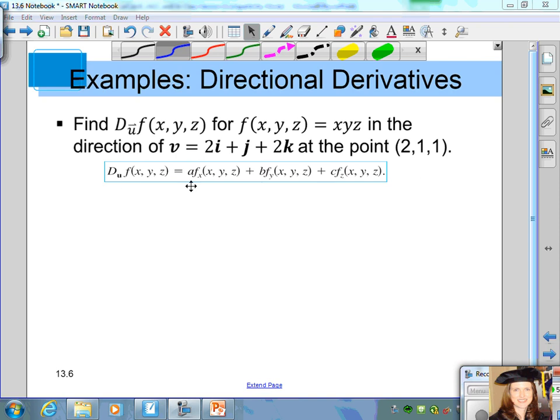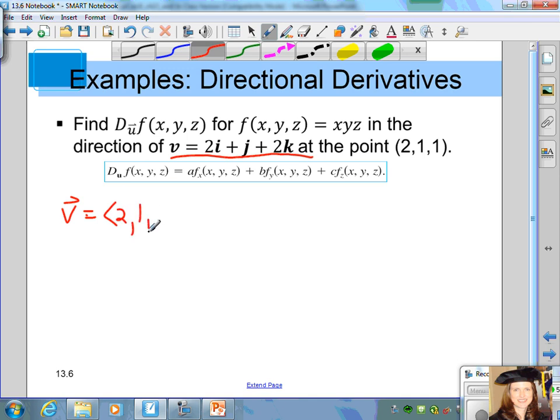Now here we have the formula for a directional derivative for a function of three variables. Notice we'll be using the partial derivatives with respect to x, y, and z, but we also want to find a, b, and c. Now a, b, and c are the components of the unit vector. So we need to take our vector v and make it a unit vector. So we take our vector v, which I'm going to switch to the angle bracket notation here, <2, 1, 2>, and we're going to divide vector v by the magnitude of vector v. And the magnitude of vector v is found by taking each of the components, squaring, and adding the results.